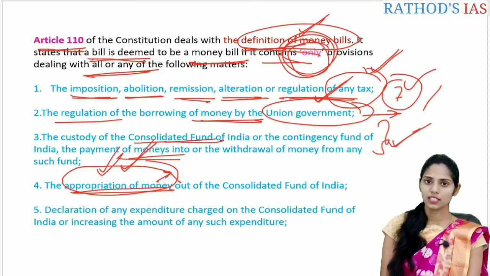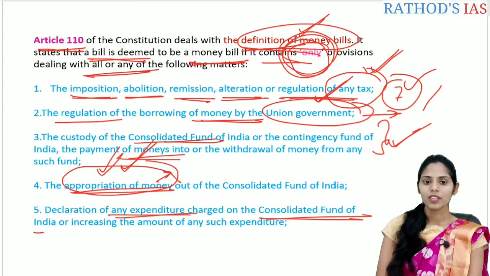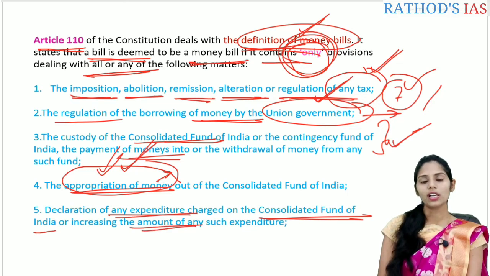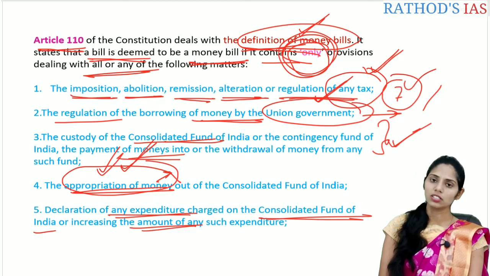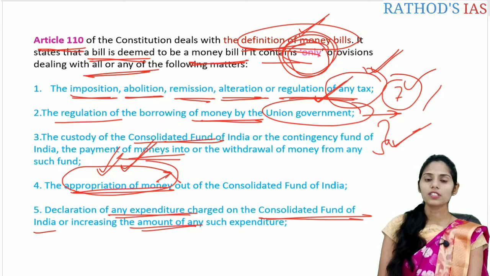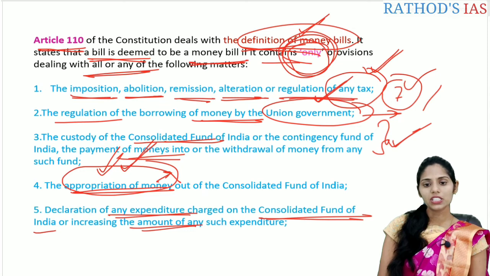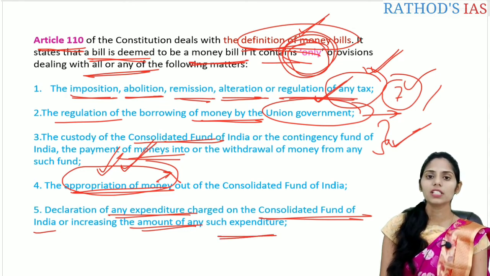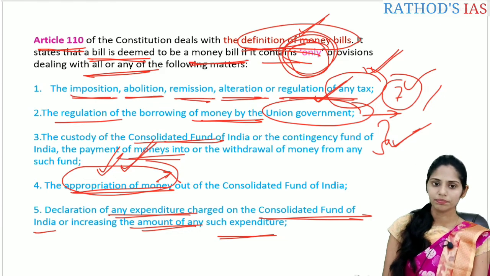Don't worry about that. And the next one is the declaration of any expenditure that is charged on the Consolidated Fund of India, or increasing the amount of any such expenditure. So when we are talking about the charged expenditure from the Consolidated Fund of India, mainly the increasing of the amount of such expenditure, whenever that expenditure is increasing, we are withdrawing that money from this Consolidated Fund of India, that will come under this money bill.